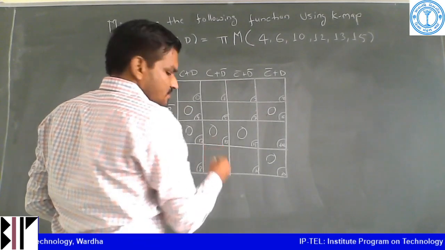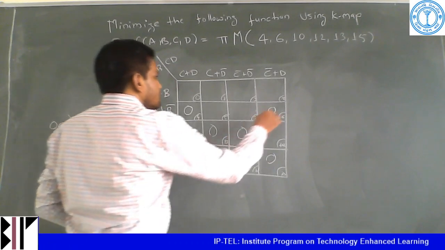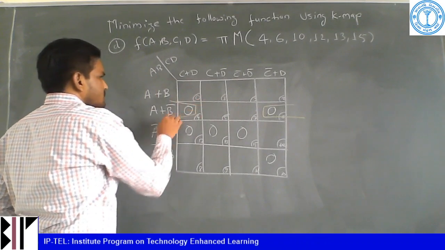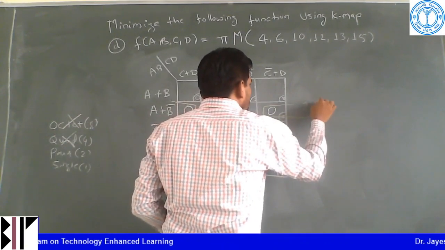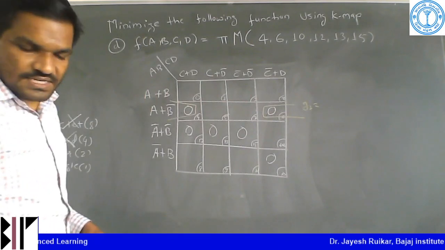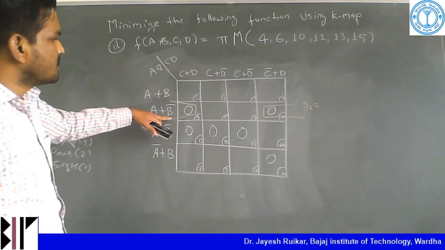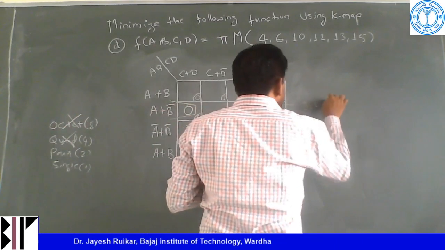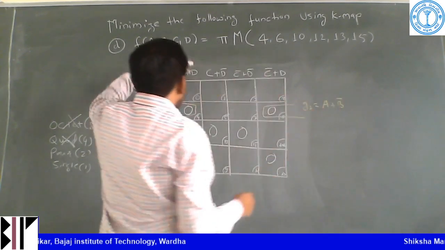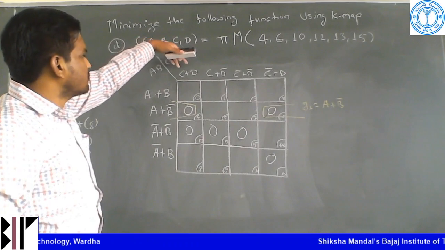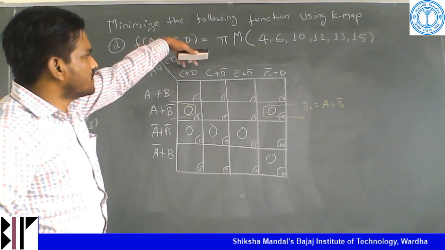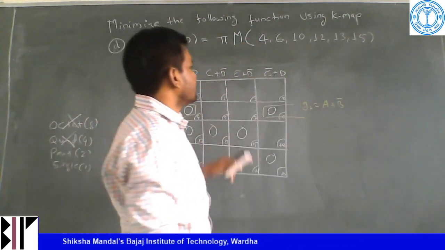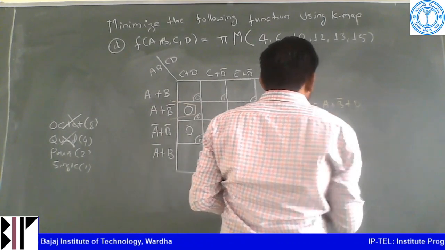So which are those pairs? I am writing with another color pen. So this can be one of the pairs. This is my group 1. Again the equation for this: from left side it is A plus B bar. From top side it is C bar plus D and C plus D, so C cancels and only D remains. So plus D. This is my group 1.